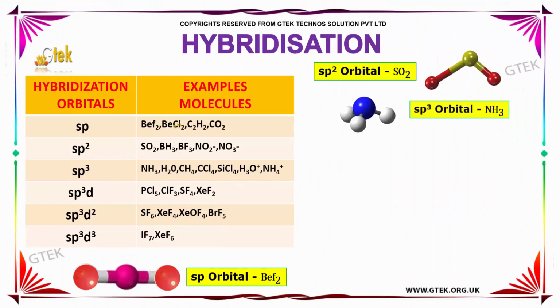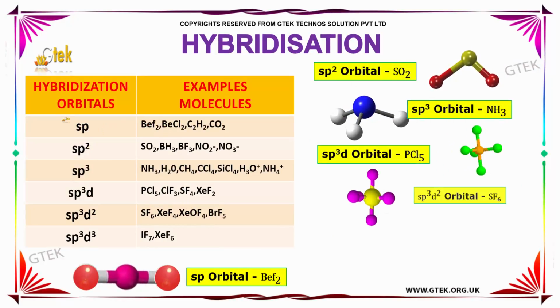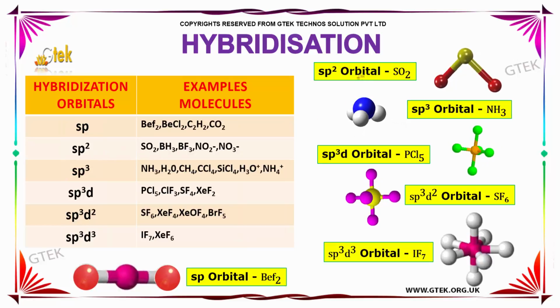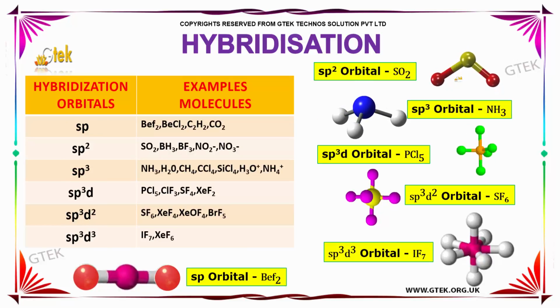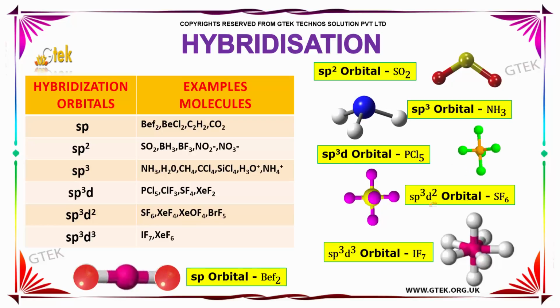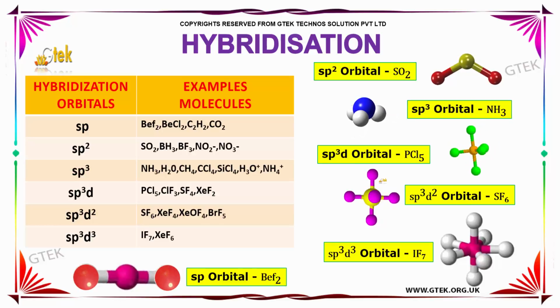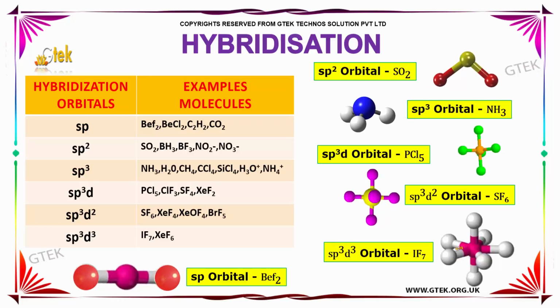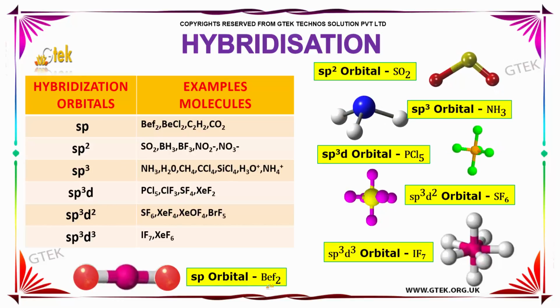Here is a typical example for each particular hybridization. For sp2 the typical example is SO2. For sp3 it is NH3, sp3d is PCl5, sp3d2 is SF6, and for sp3d3 it is IF7. So these are the typical examples. You can make a note of it. And for sp orbital it is beryllium fluoride, BeF2.